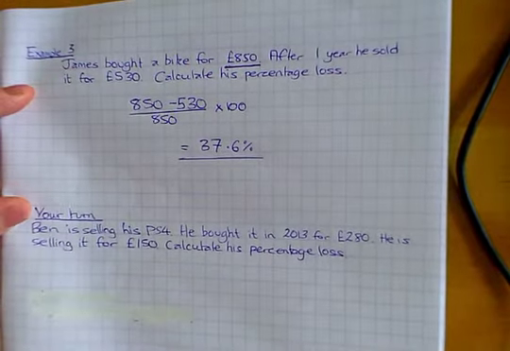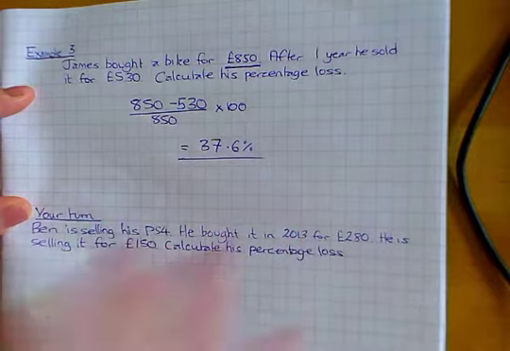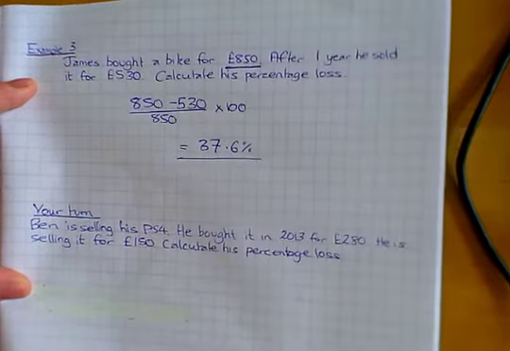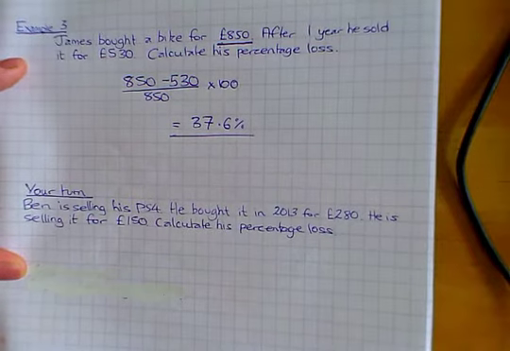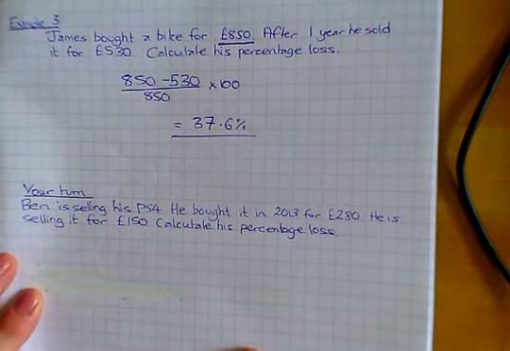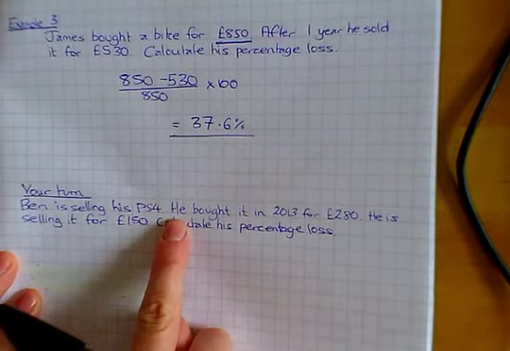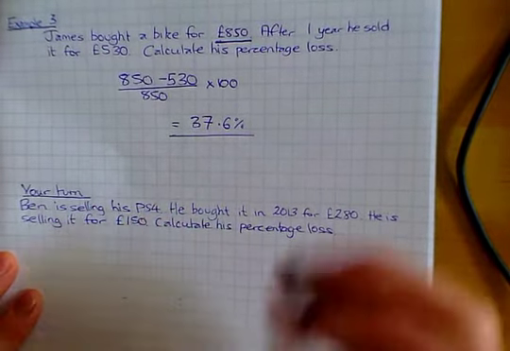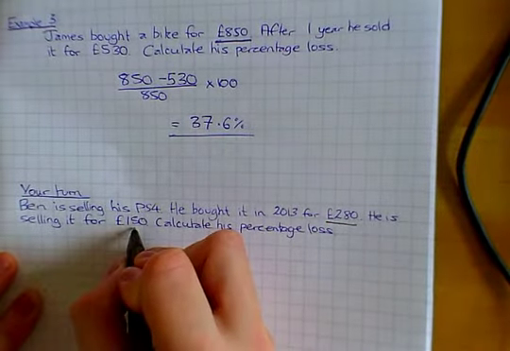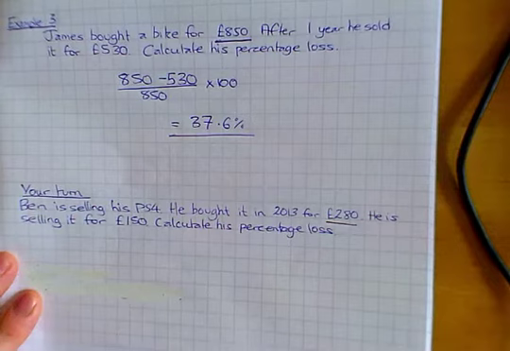So again, using example 3, I suggest you pause the video here and have a go at the your turn question, which I'll run through before you have some practice questions to have a go at. Okay, hopefully you've now had a go at this one. So Ben is selling his PS4. He bought it for £280 and he is selling it for £150. So 280 is the original.